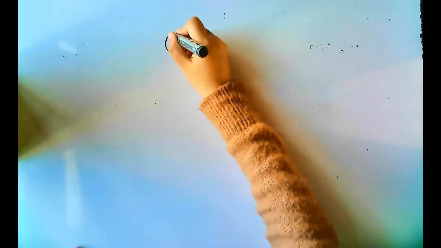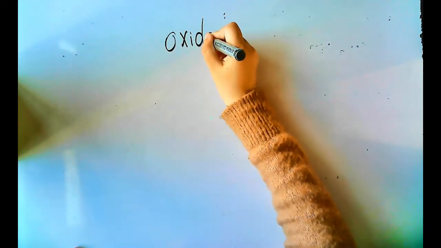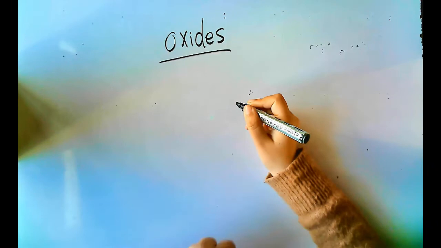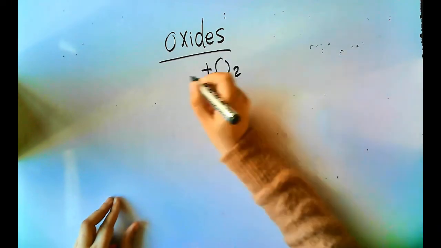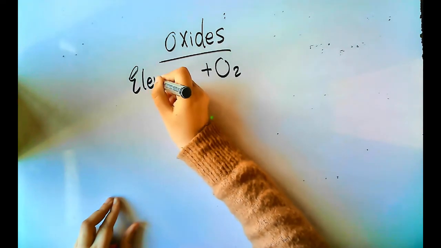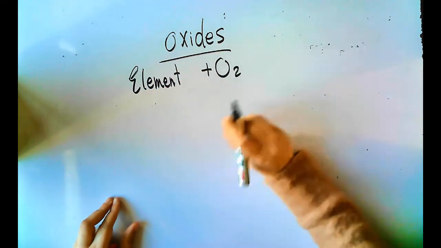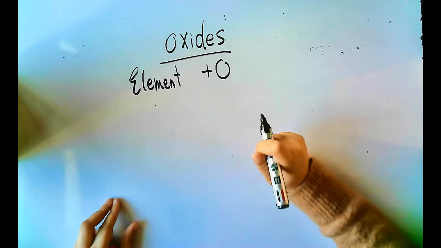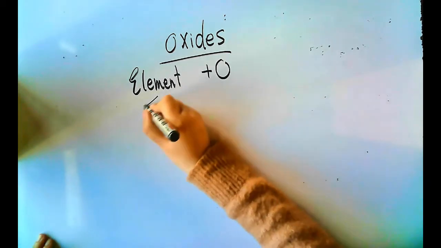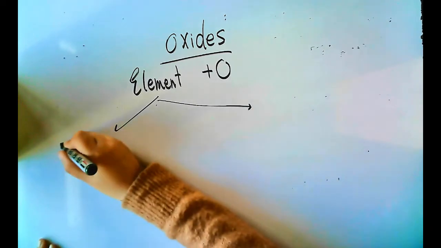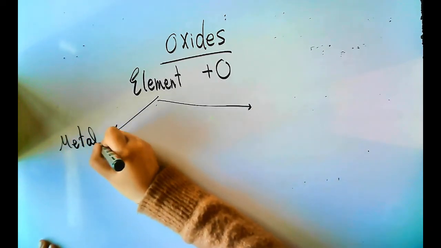Oxides. Oxides are a combination between oxygen and another element. This element may be metal or non-metal.